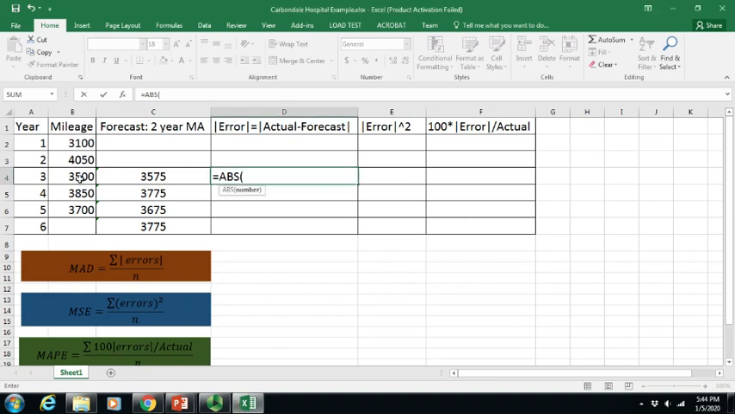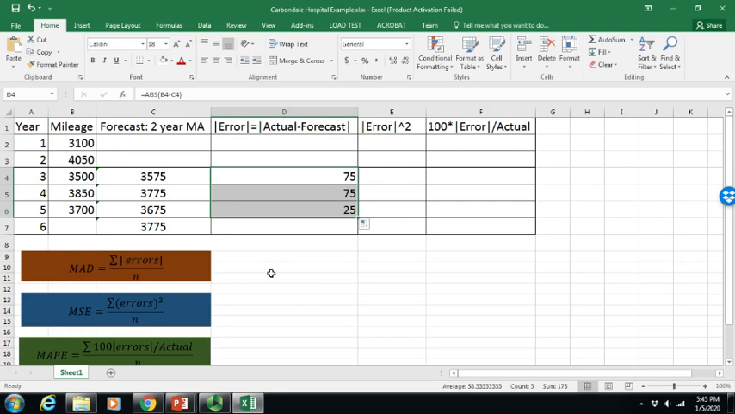Actual minus forecast. So copy and paste this number for the next 2 years. We cannot find it for year 6, so don't copy and paste there, because then you're going to mess up your calculation in year 6. We don't have an actual. If you do, it's going to be like 0 minus this number and it's going to mess up your whole calculation.